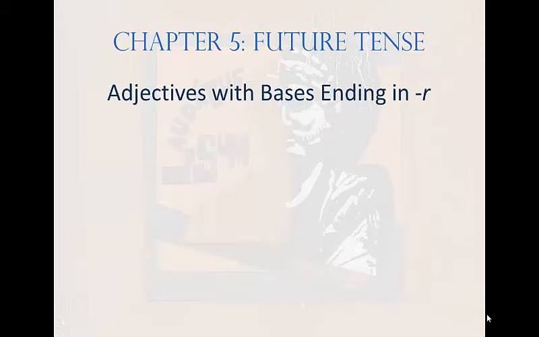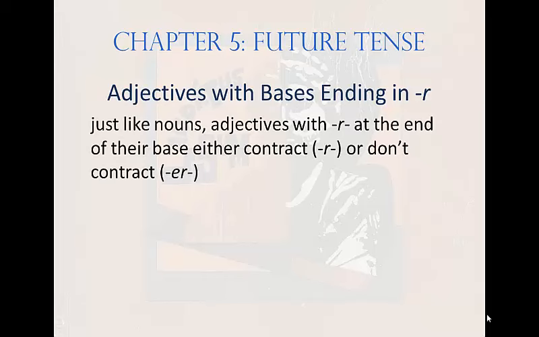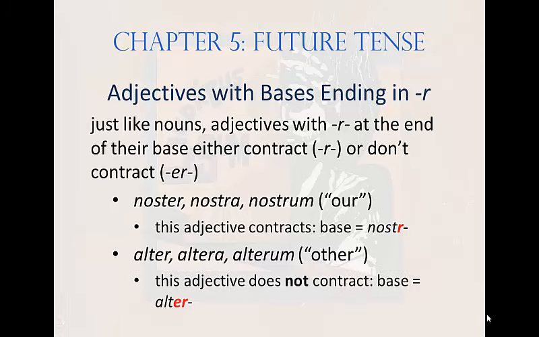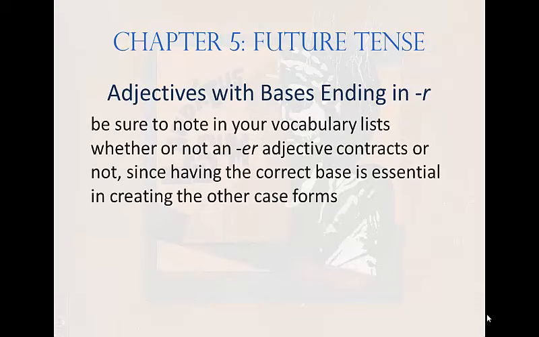Let's leave the world of verbs for a moment and look at adjectives with bases ending in R. Just like nouns, adjectives with R at the end of their base either contract and have just R, or they don't contract and have ER. Noster, nostra, nostrum, meaning our, this adjective contracts, and thus its base is NOSTR. Alter, altera, alterum, meaning other, this adjective does not contract, its base is ALTER.